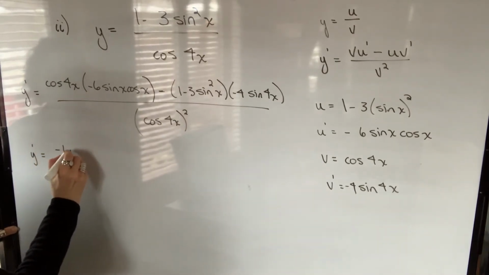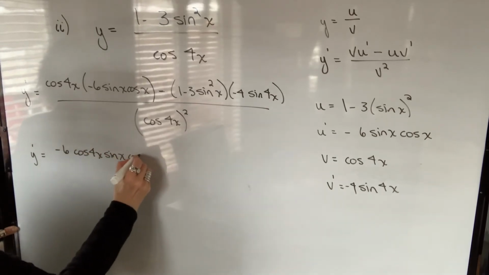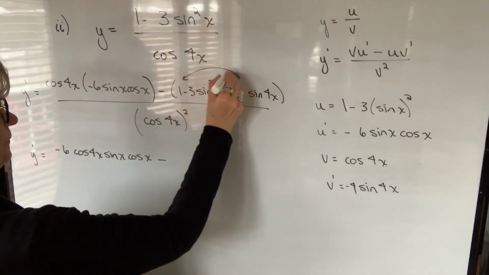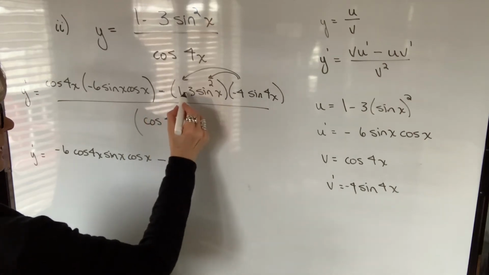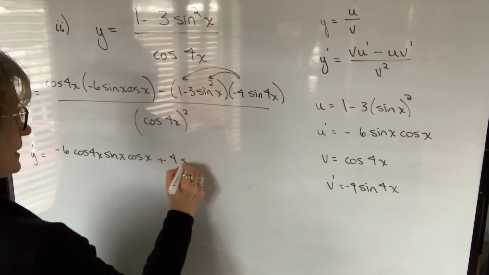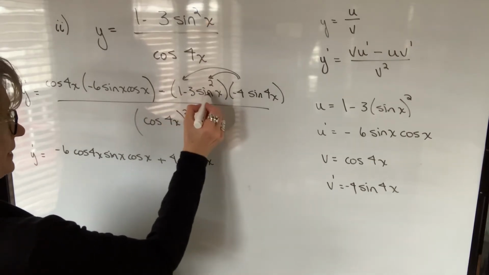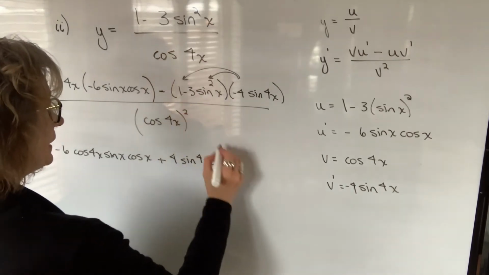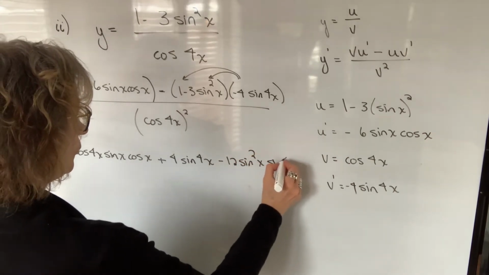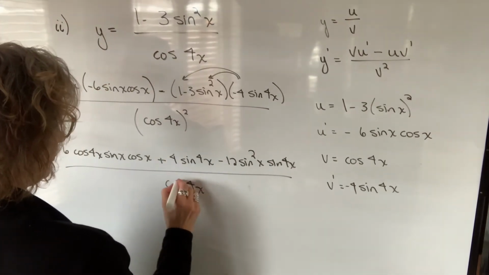Now we'll clean this up. So that's going to be negative 6 cos of 4x sine of x cos of x minus, I'm going to distribute this to each term. So I have a minus, and then 1 times this is a minus, so minus and a minus gives me plus 4 sine 4x. And then I have minus, minus, minus for this next term, so that's a negative 12 sine squared x sine 4x over cos of 4x, and I'll put the square there.